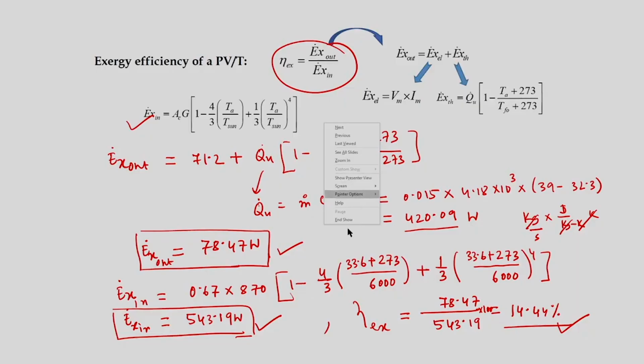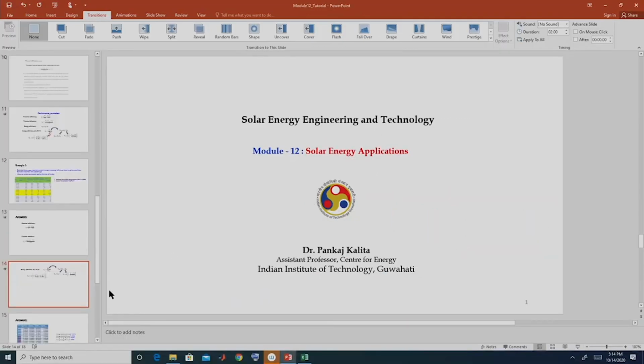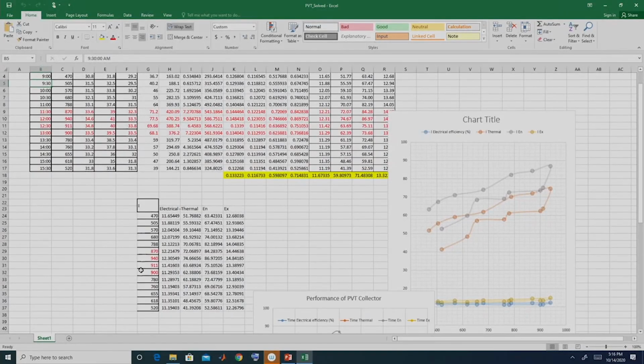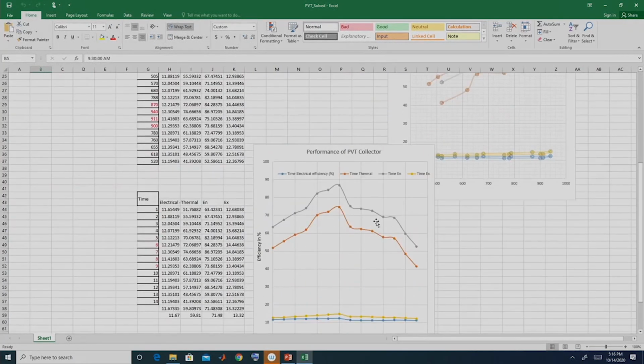Now, what we will do, we will go to the spreadsheet and see how we can generate the plot and do the calculation. So, all the values are calculated here for 9 am, 9:30, 10, 10:30 till 15:30, and you can see the efficiency, electrical efficiency, thermal efficiency, energy efficiency and exergy efficiency, right. So, if we take out these values from here, we can make a separate table and we can generate this kind of plot, right.